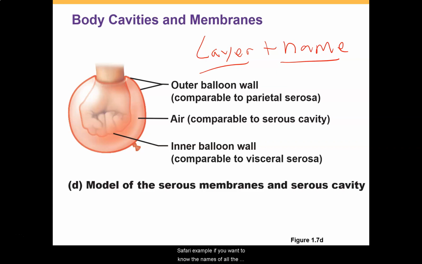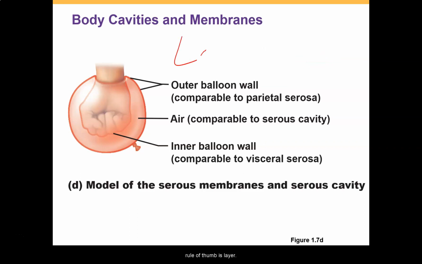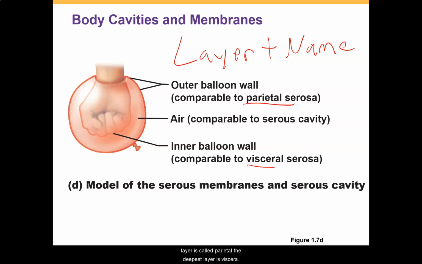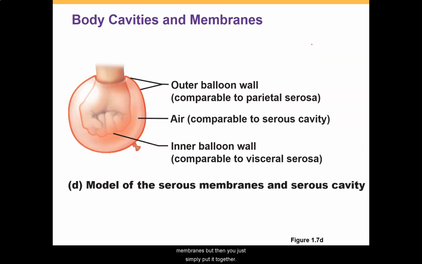So for example, if you want to know the names of all the layers of the various serous membranes, remember the rule of thumb is layer plus the name of the serous membrane. Of course, you got to memorize that the outermost layer is called parietal, the deepest layer is visceral, and you got to memorize the names of the three serous membranes. But then you just simply put it together. So if I were to say parietal pleura, what layer is that? That's right, it is the most superficial layer of the pleural serosa or serous membrane.